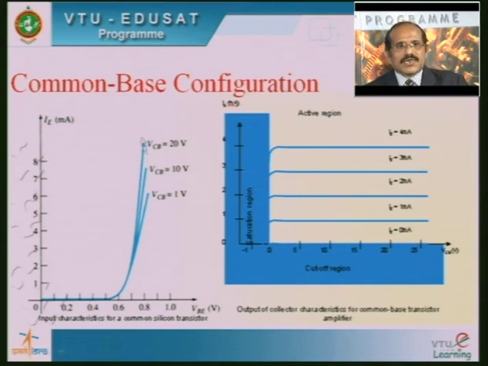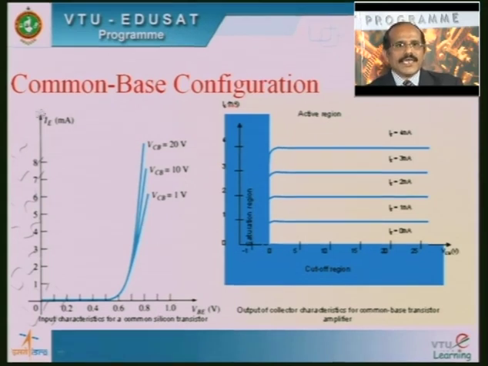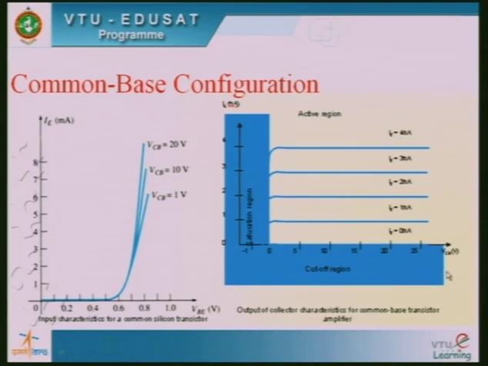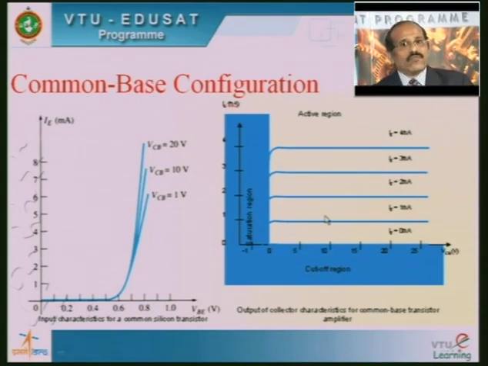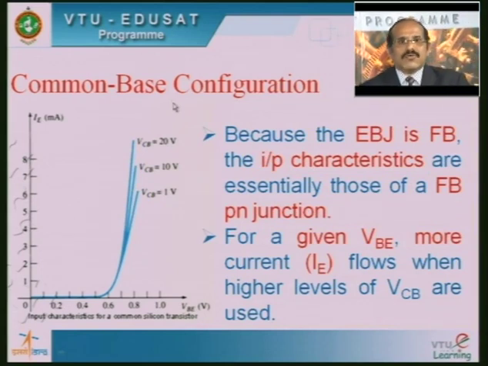Whatever you can see on the left side of this slide shows the input characteristics of the common base configuration of the BJT, wherein a graph is plotted between VBE, that is the input voltage, versus IE, that is the input current, keeping VCB constant, that is the output voltage here. Similarly, you can see on the right side of this slide the output characteristics, wherein VCB, that is the output voltage, is plotted against the output current, that is IC, keeping the input current IE constant.